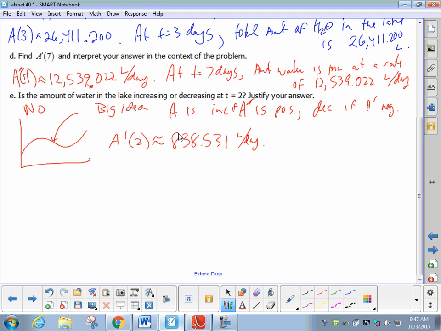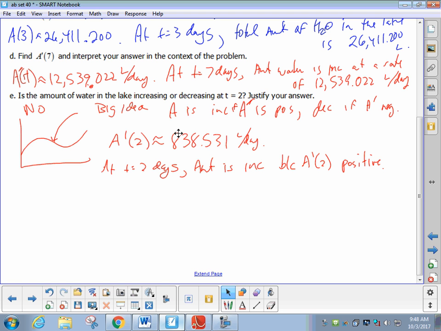All right, so answer the question. Is it increasing or decreasing? Increasing. The amount at time 2 days, always make reference to the time. The amount is increasing because what? A prime at 2 is positive. That's it. You interpret the sign of the derivative to justify increasing or decreasing. Okay? Any questions there? All right.